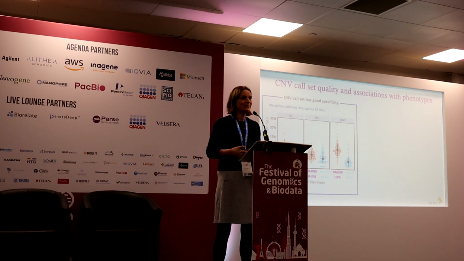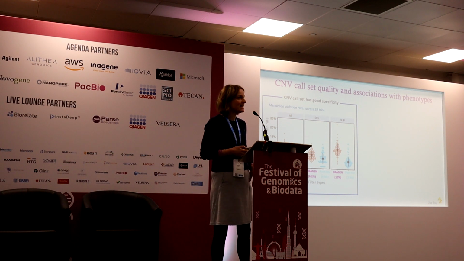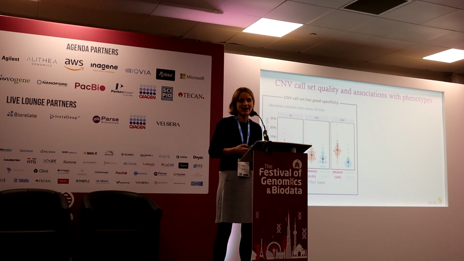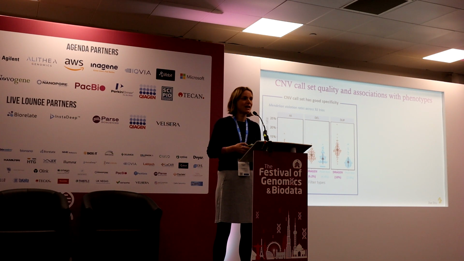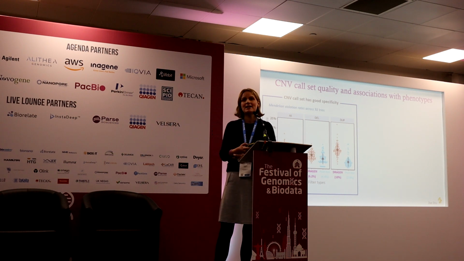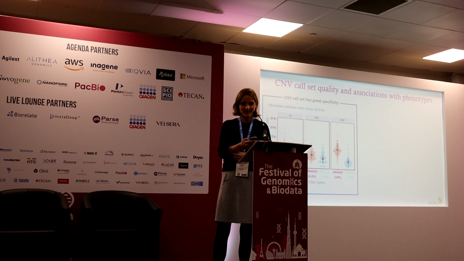So returning to the same set of 92 trios I told you about earlier, Zoe now looked at Mendelian inconsistency rates for copy number variations. So in red, you see what these look like for the pass calls output by the DRAGON copy number variation caller. And in blue, you can see what they look like after the filtering and merging process. So this process reduces the Mendelian inconsistency rate down to around 3%.